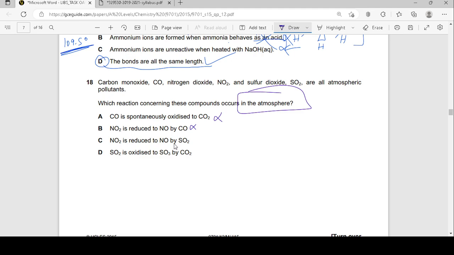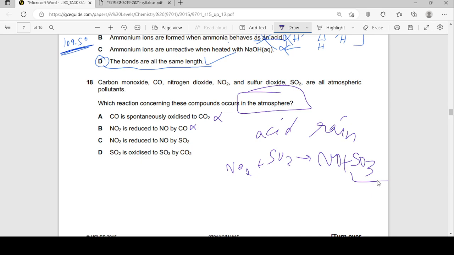NO2 is reduced to NO by SO2. Isn't that like a part of the reaction for forming acid rain? NO2 plus SO2 gives you NO plus SO3, and then this further becomes H2SO4 and stuff, or was it HNO3? But anyway, the point. Actually, it's a four problem.